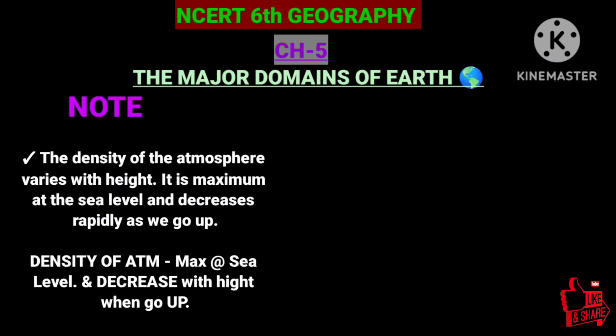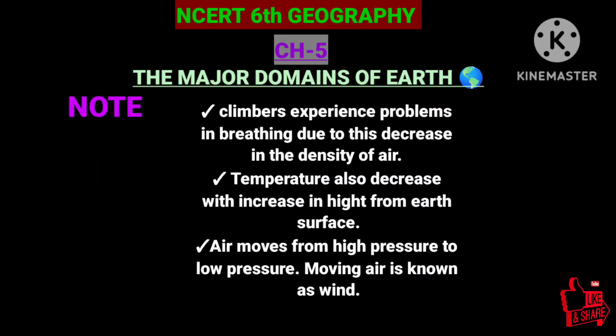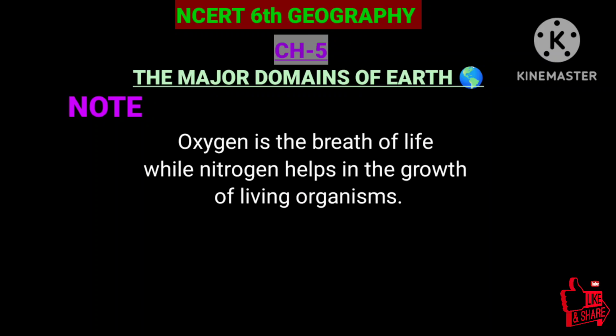The density of the atmosphere varies with height. It is maximum at sea level and decreases rapidly as we go up. Some important facts: climbers experience problems in breathing due to the decrease in the density of the air. The temperature also decreases with increase in height from the earth's surface. Air moves from high pressure to low pressure, and the moving air is known as wind. Oxygen is the breath of life, while nitrogen helps in the growth of living organisms.